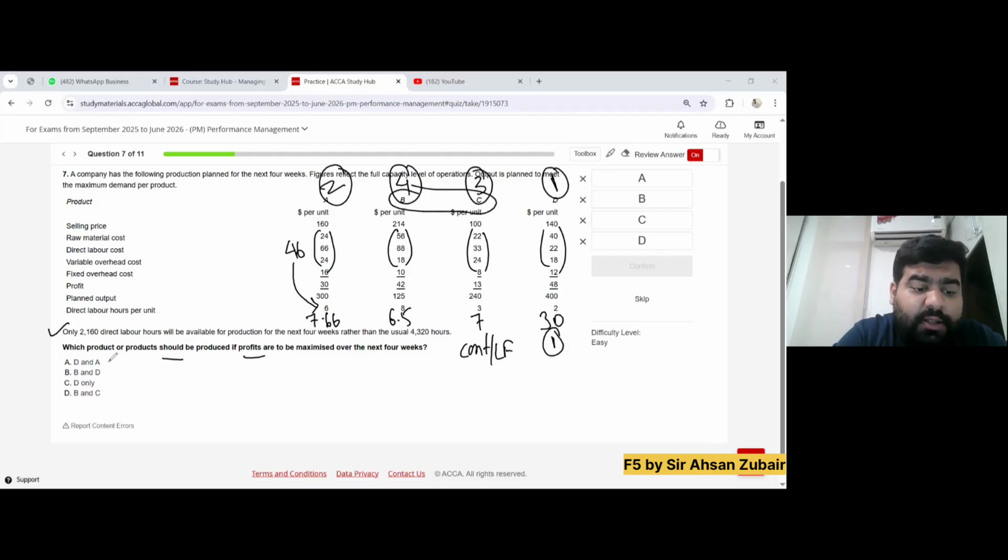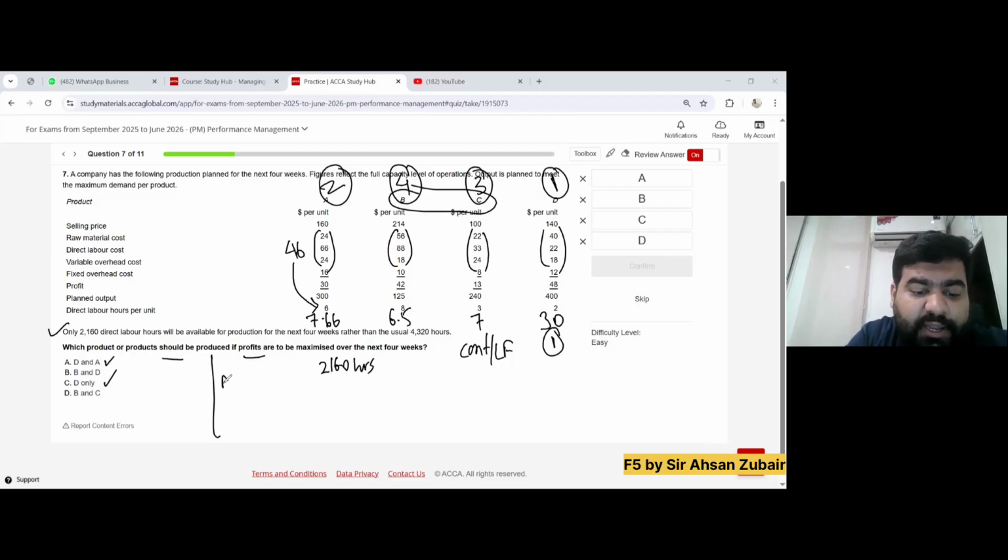Now in the options, one option is D and A and the other option is D only. So for that purpose, we have to make the optimum production plan. Maybe only D is being made, maybe you are not having enough material to make A. So let us calculate that. Either only D will be made, or D and A both will be made, because obviously the first two products are D and A. So optimum production plan, first of all, we know that only 2160 hours are available.